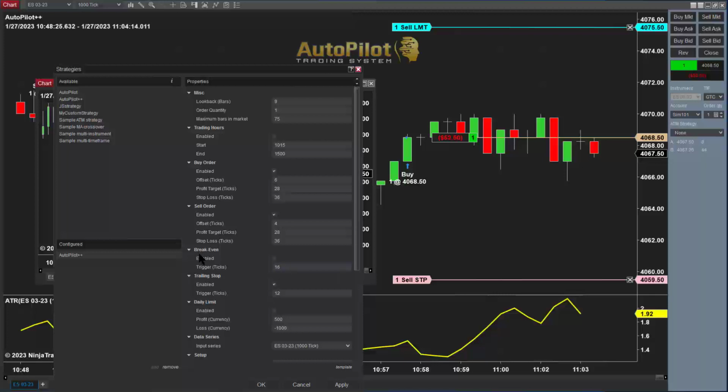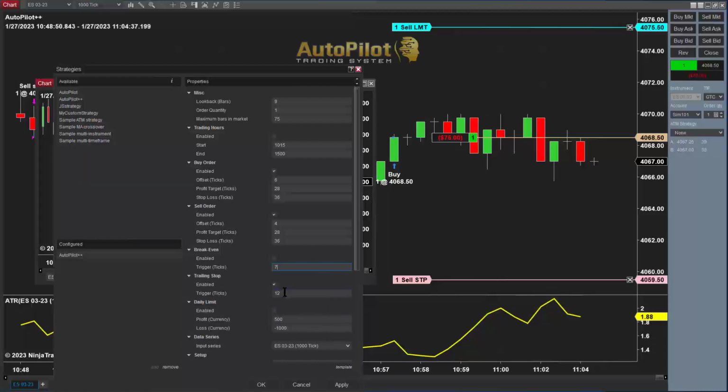So we look here at the break even, the value is 16 ticks, so that's 4 points. I'm going to change that because the market is slower. It's never going to get to 4 points, or it may take a very long time to get there. So I'm going to change that because the market is slow. And let's say we only want to see the market move 7 ticks before it goes to the break even. Then I come here to the trailing stop, and only after the market makes 7 ticks, which is the break even, will it then move into the trailing stop.